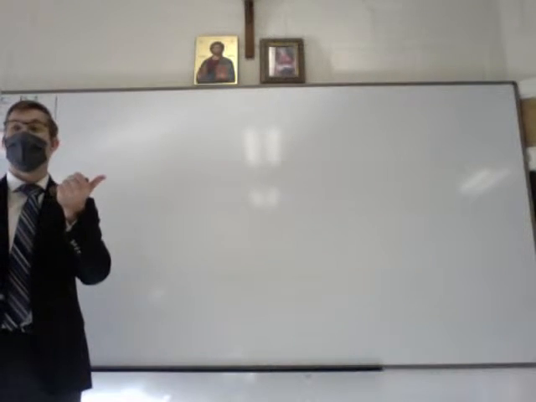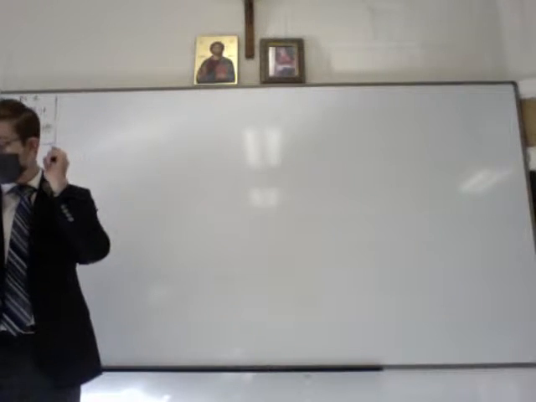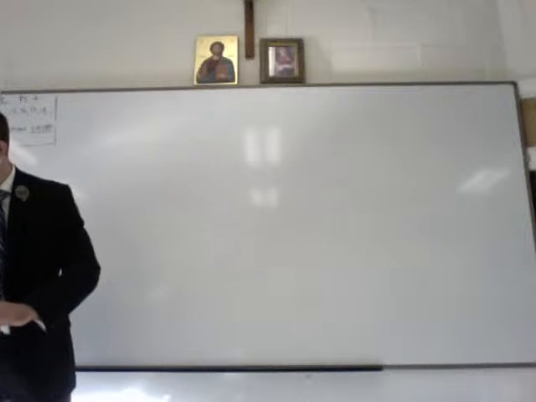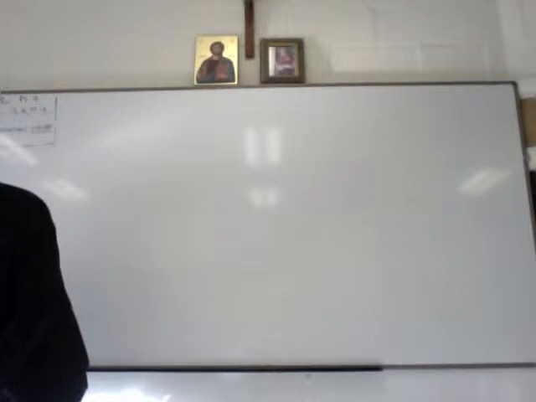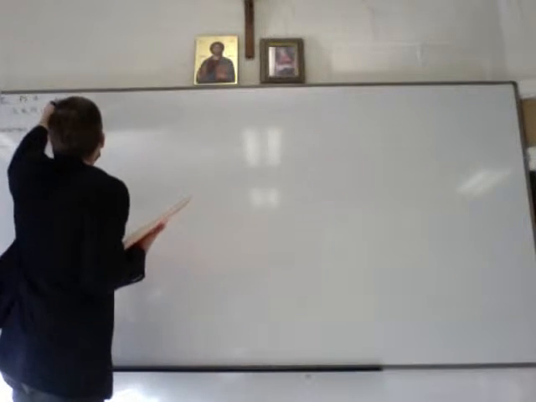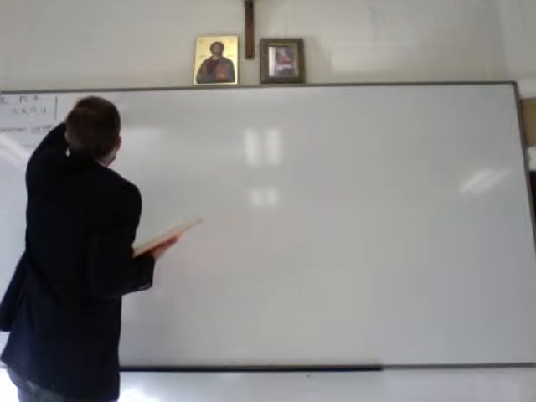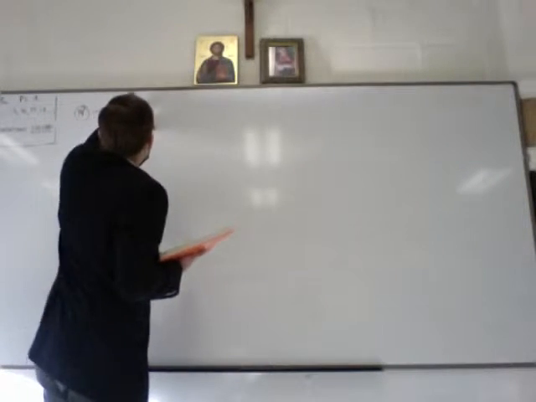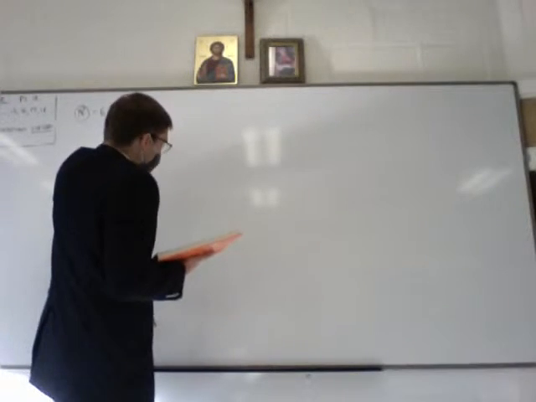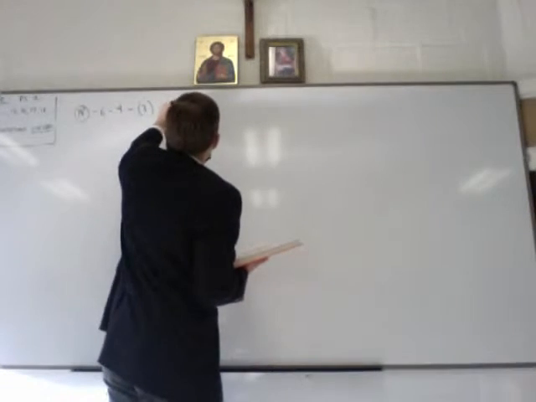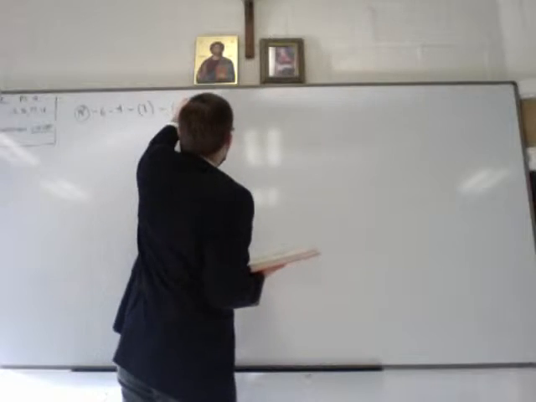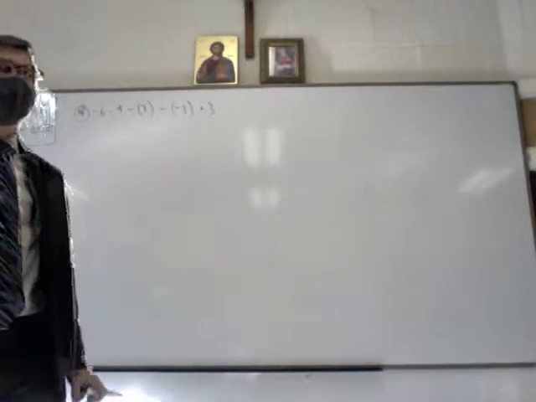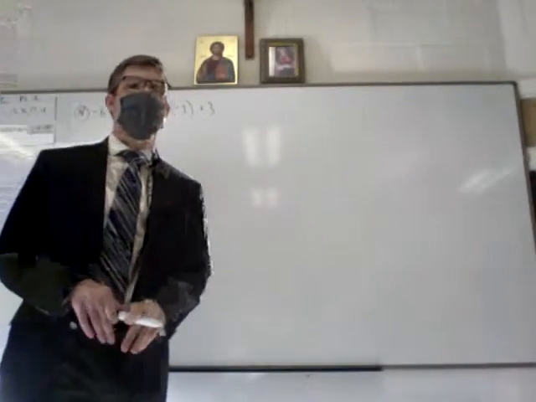All right, anyone wants to go over? Yes. Number 18. All right, we've got -6 minus 4 minus 3 minus -3 plus 3. All right. Somebody tell me where to start.